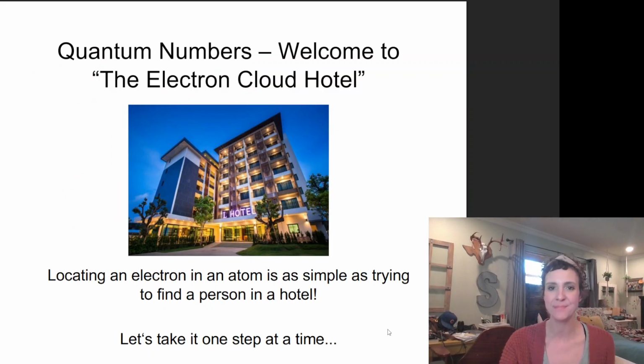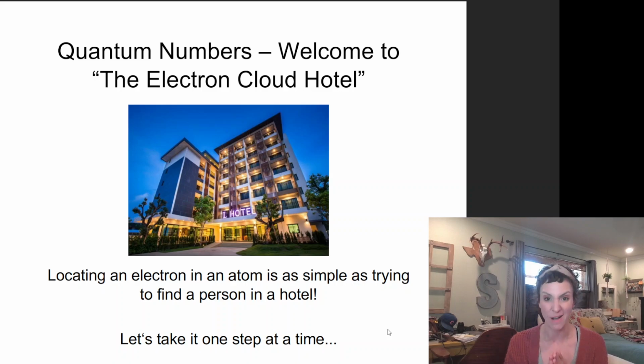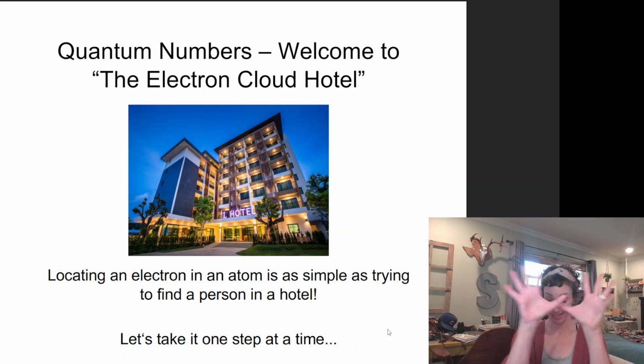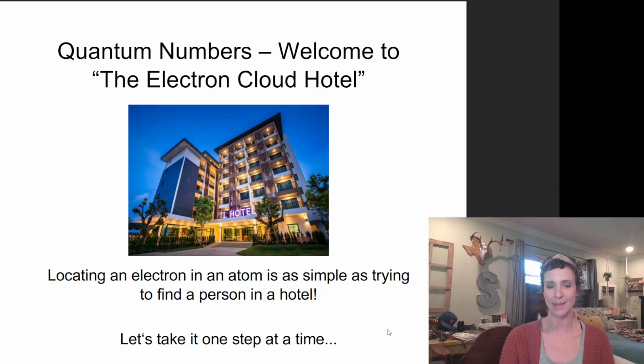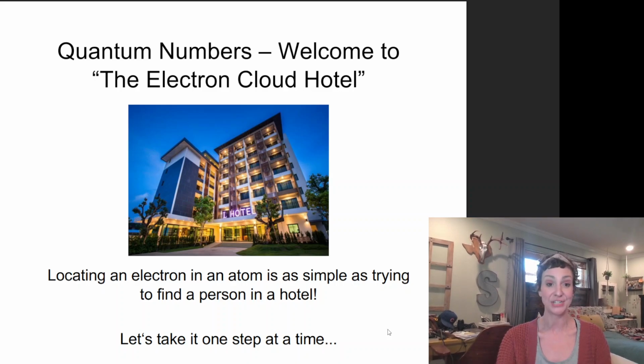So welcome to quantum numbers, the electron cloud hotel. So as complicated as all of this stuff can be, we can dumb it down to a better level of understanding if we think about these electrons just going in a hotel and occupying rooms and sleeping in beds, okay? So with this, locating an electron in an atom is as simple as trying to find a person in the hotel. So let's take it one step at a time and figure out what these quantum numbers are and how they can help us determine the location of electrons in an atom.